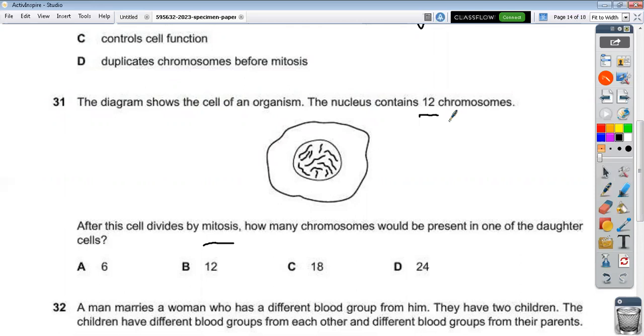So do you agree with her? She said 6. Mitosis. Mitosis produces what? Genetically what? I think it's 12. Mitosis produces genetically identical cells. So what's the answer? 12. Revise your mitosis. Meiosis.